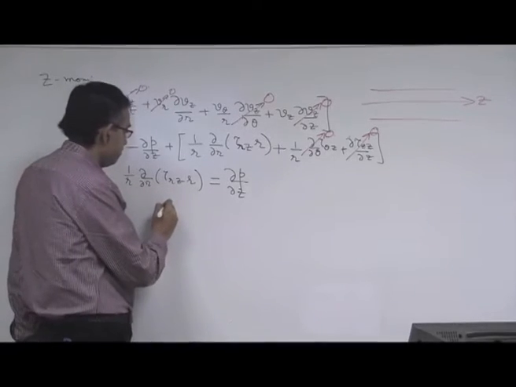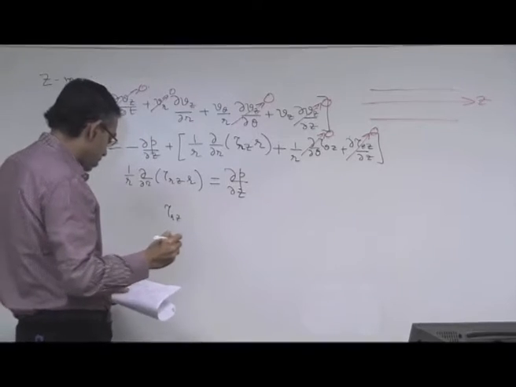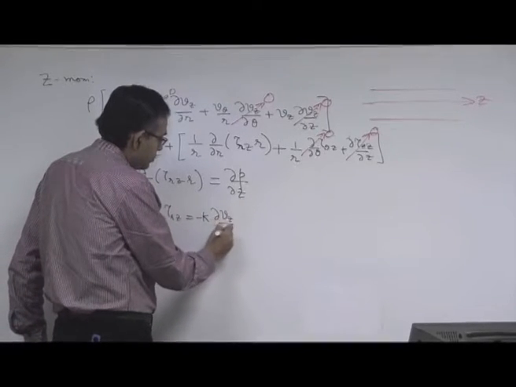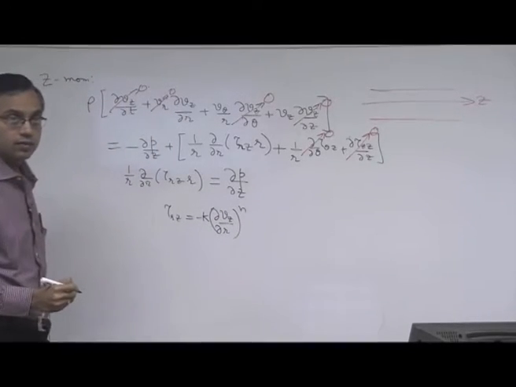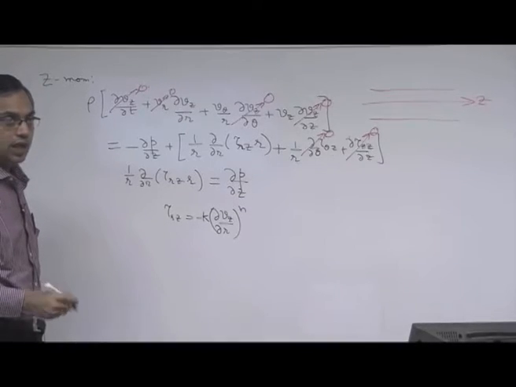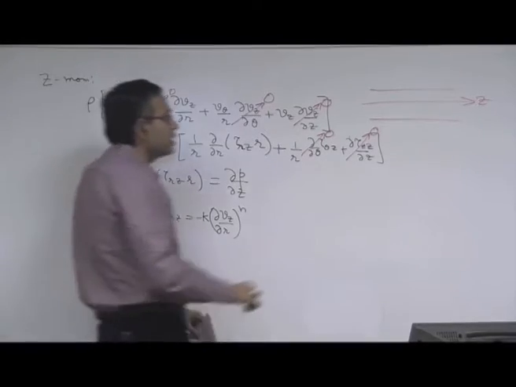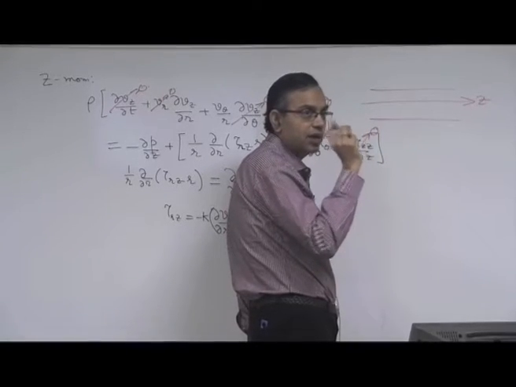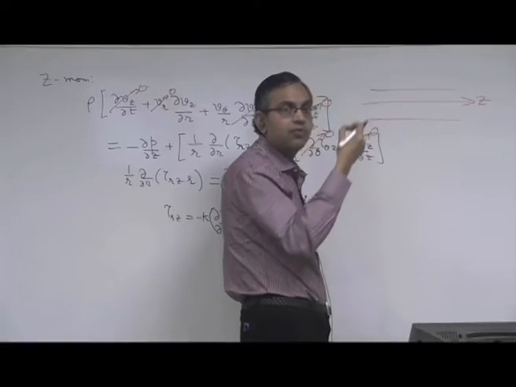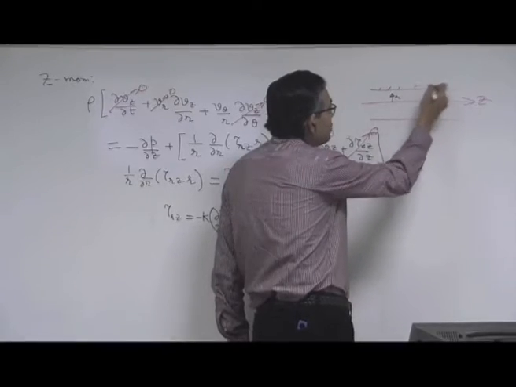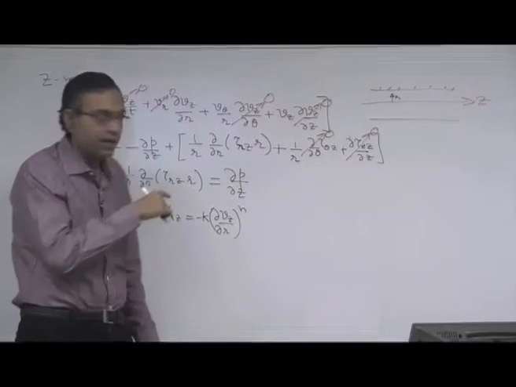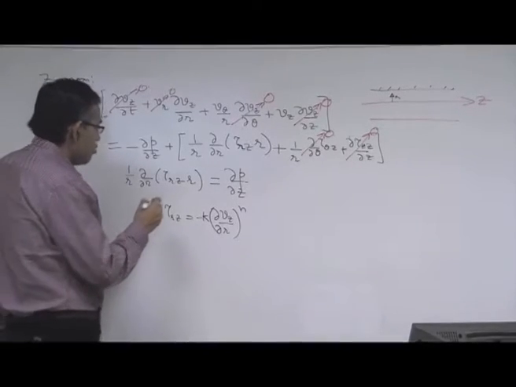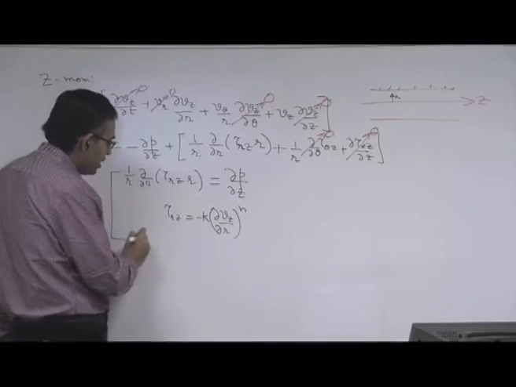Now, tau rz will be equal to minus K times the velocity gradient to the power n. This minus sign is to adjust to the coordinate system. When you write du dy in the constitutive behavior, that y is normal away from the wall, and here this r is normal towards the wall. So just to make an adjustment, you actually have this minus sign. We will use this form subsequently.